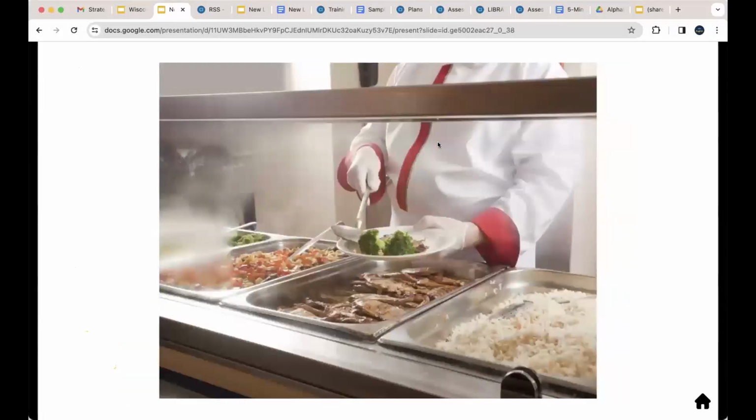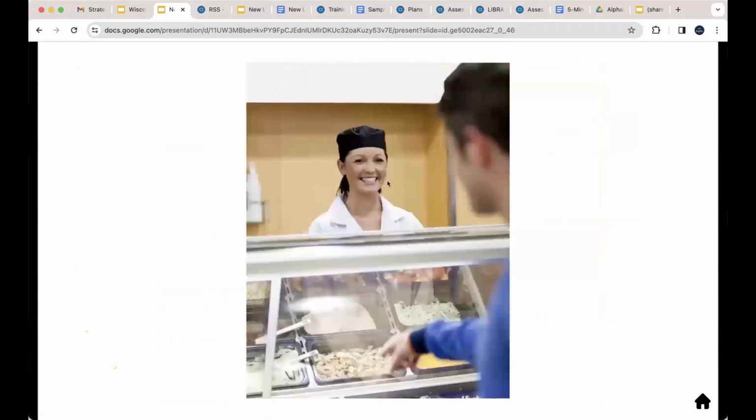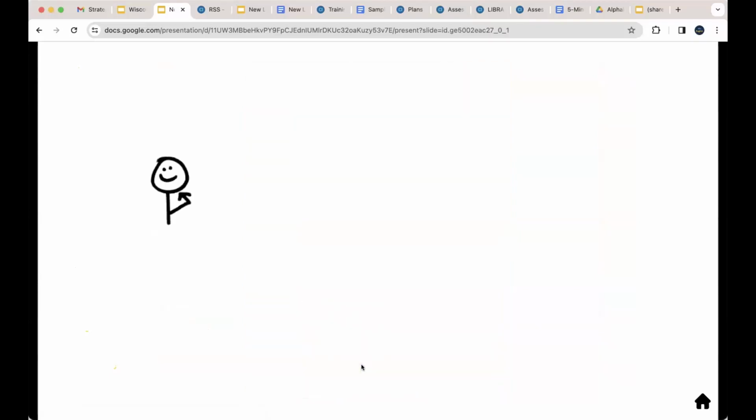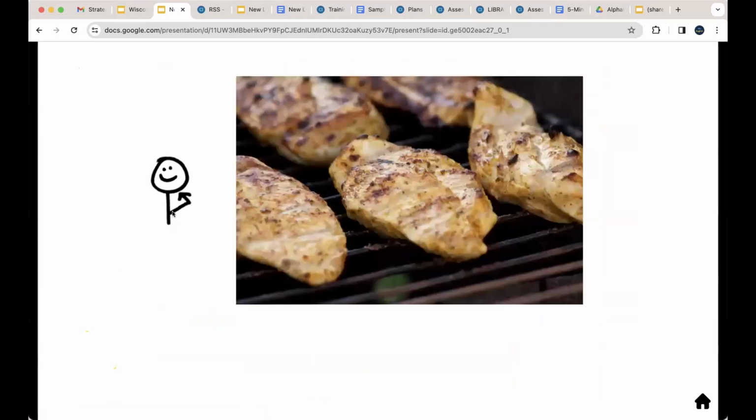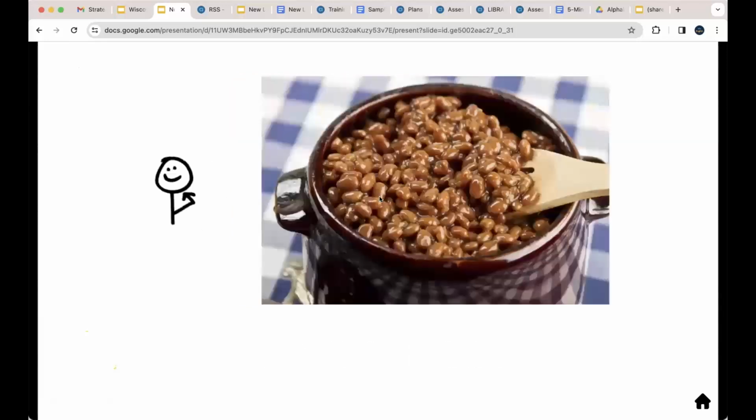Okay, then we'll go on to another variation. What do you want? I want rice. What do you want? I want salad. What do you want? I want chicken. Okay, and then we'll give the students an opportunity to form their own sentences. Here's the pronoun I. Here's the vocabulary word chicken. How can you make a sentence with want? So I want chicken. Okay, and then lots of opportunities to respond here.